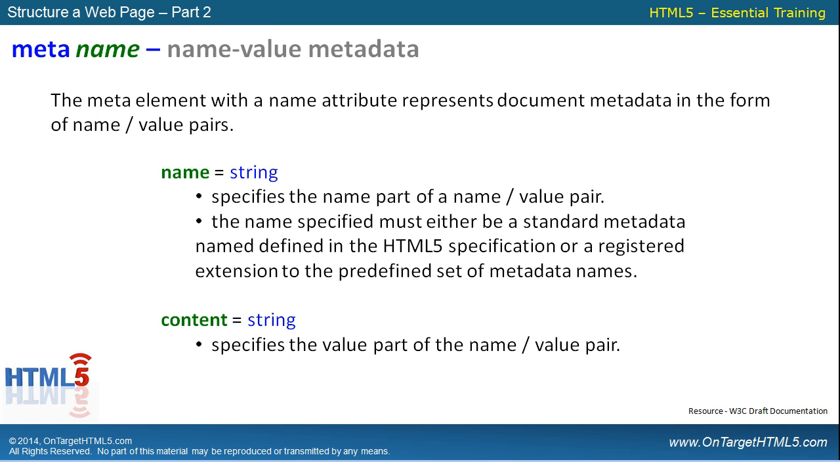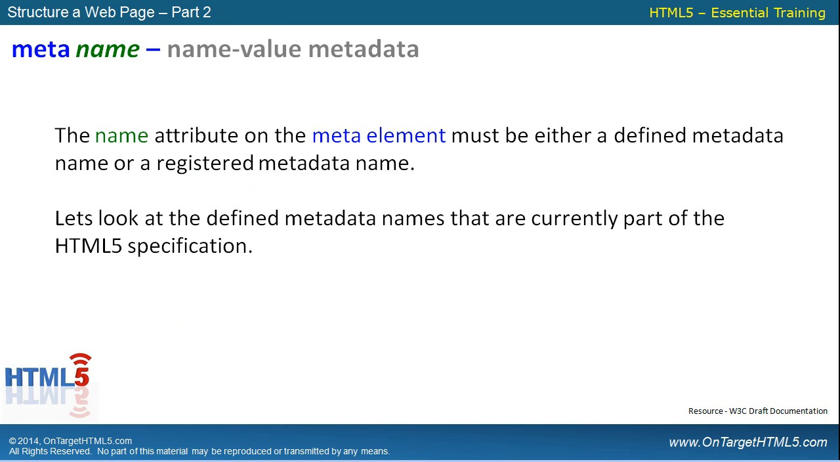And by the way, my resource for all this information I'm getting right from the W3C draft documentation. This is the standards body that's putting all this stuff together for HTML5. I've pulled this off their draft documentation as of January 2014. The name attribute on the meta element must be either a defined metadata name or a registered metadata name. Let's look at the defined metadata names that are currently part of the HTML5 specification.